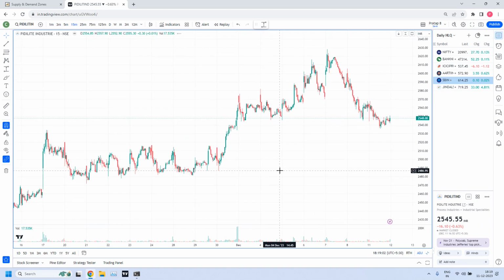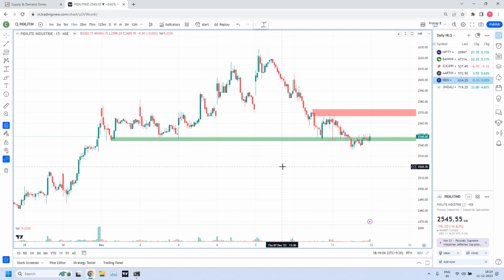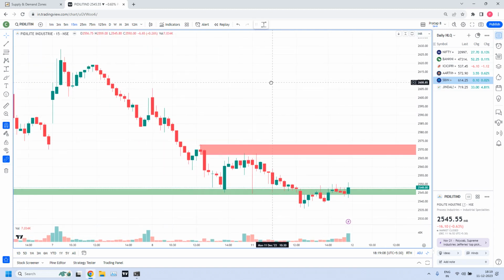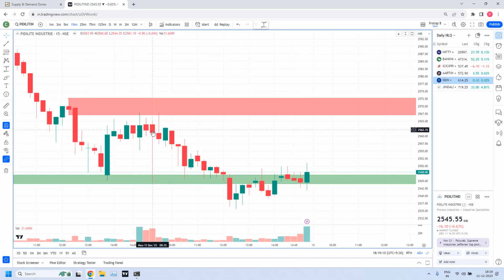I think Pidilite Industries is a 15-minute zone, not a 5-minute zone. See, today it gave an entry at the 9:15 candle, and in the next candle it reached the target. Next time it will easily fail.